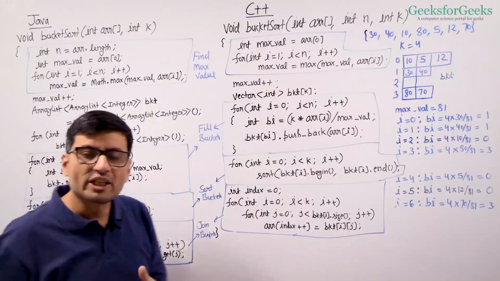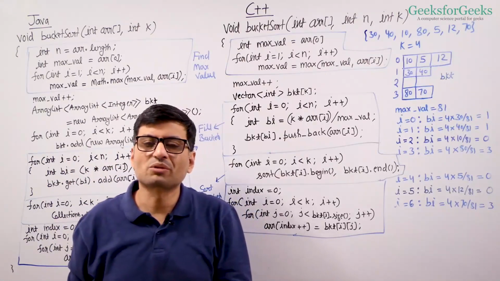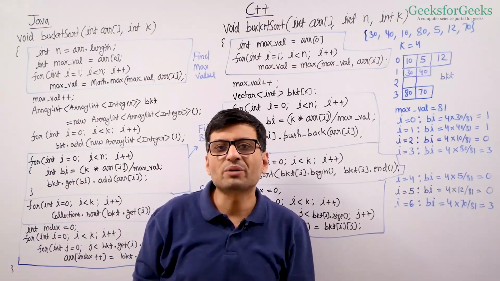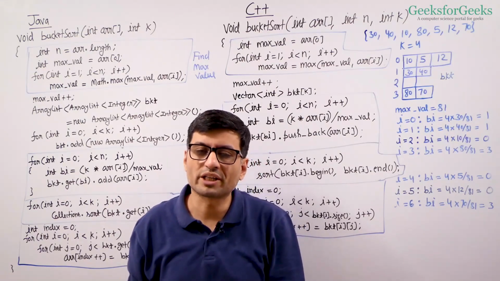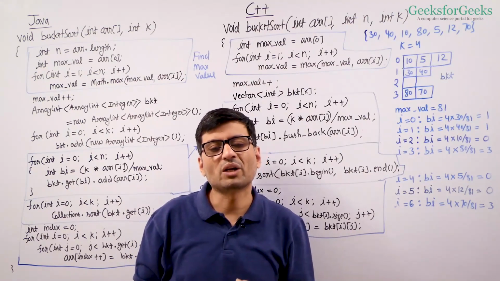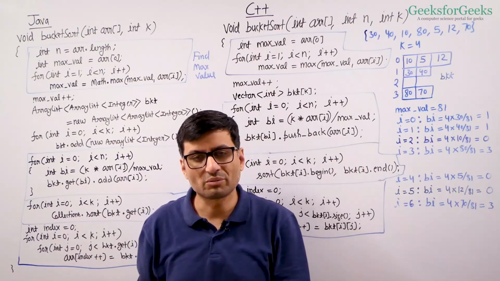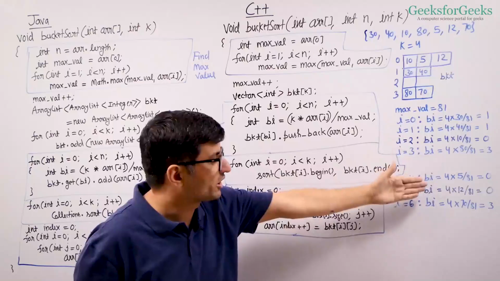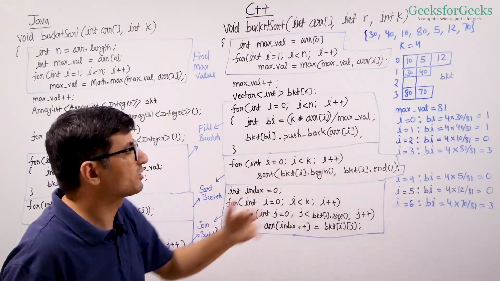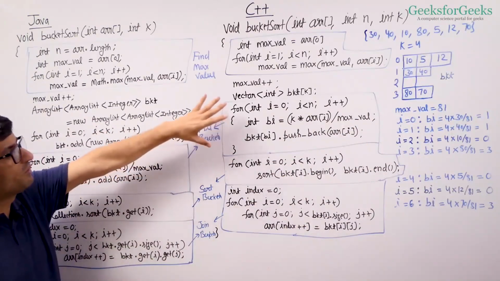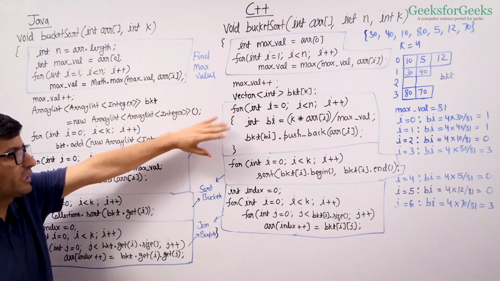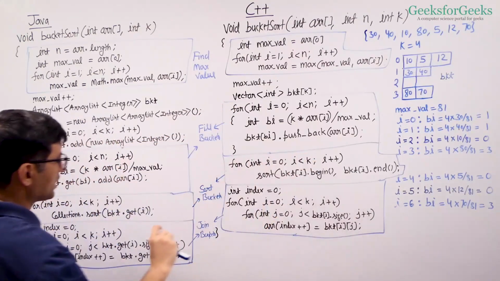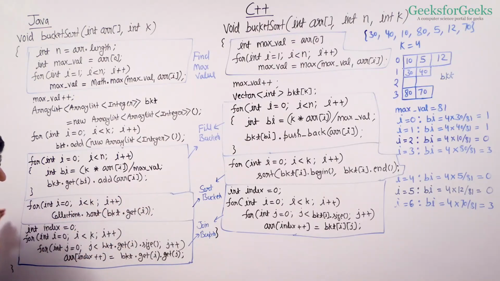And once we have created k buckets, we traverse through every input array element. For every element, we decide in which bucket this element should go, and we put this element into that particular bucket. We'll discuss this process in detail. This has been demonstrated here step by step. We'll talk about these steps. Once we have added elements to individual buckets, we sort the individual buckets. So this is where we sort in C++ code, and this is where we sort in Java code.